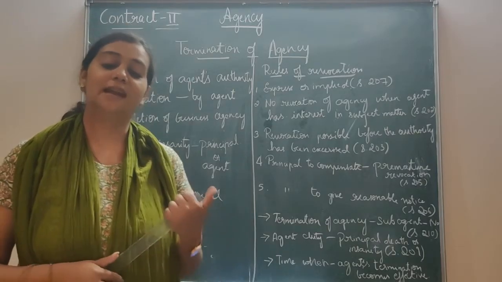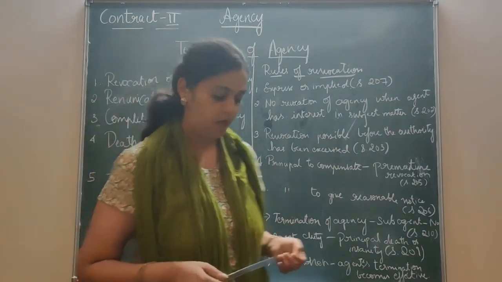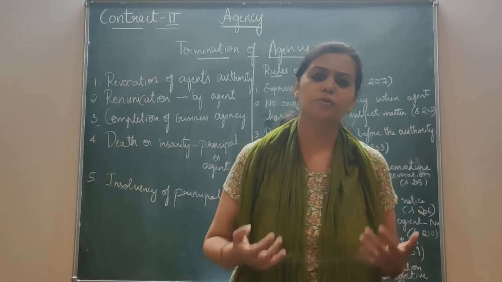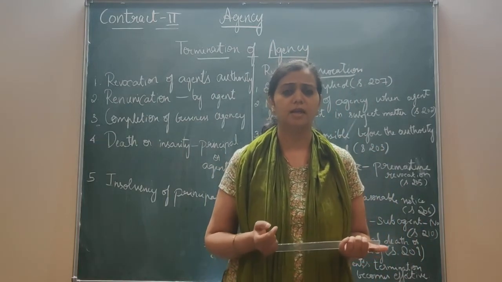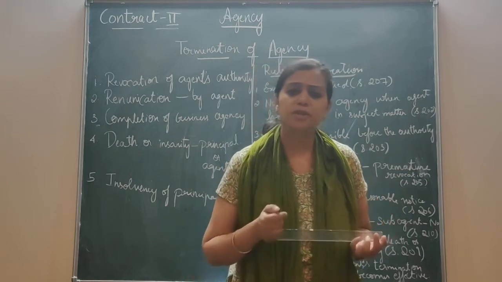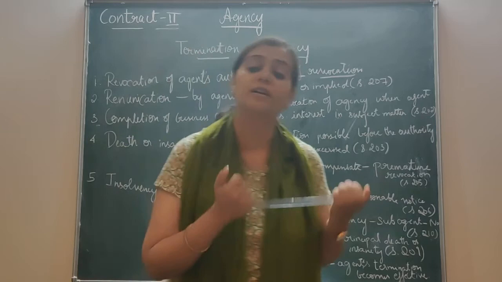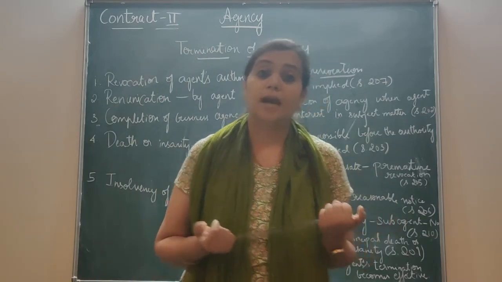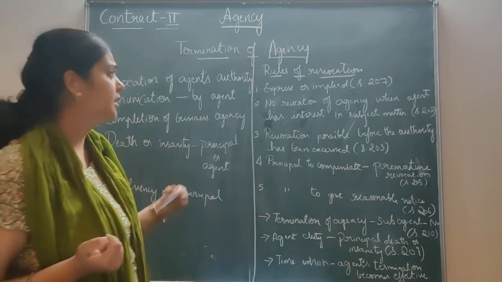Now let's come to the last part of agency, that is termination of agency. We learned about how to create the agency, what are the different modes of creation of agency, what are the rights and duties of the agent and the principal, and the principal's liability, and also when does the agent's personal liability come into force. Now the last part of agency is termination.